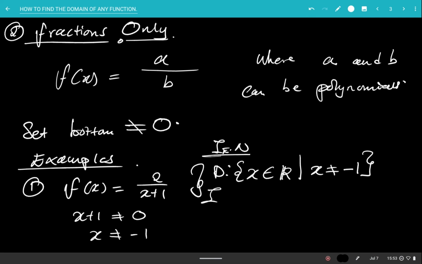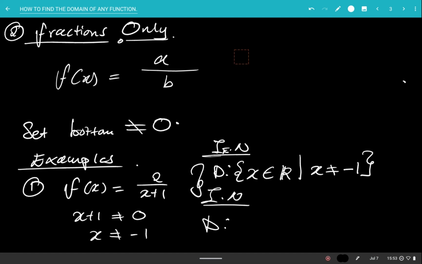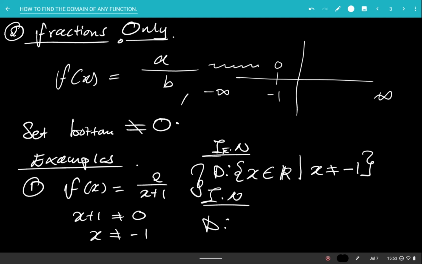For the interval notation, you will say the domain. Now, let's understand this clearly. We're saying that x can be anything other than minus 1. If I had to show this on a graph, we know that this is from negative infinity to positive infinity. We don't want x to be minus 1, so it's going to be an open hole. We don't want to include the minus 1. So x can be anything from minus infinity up to, but not including, minus 1.